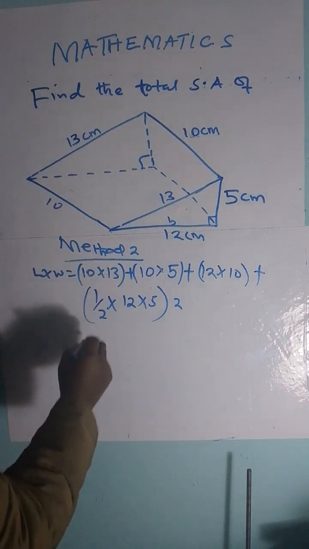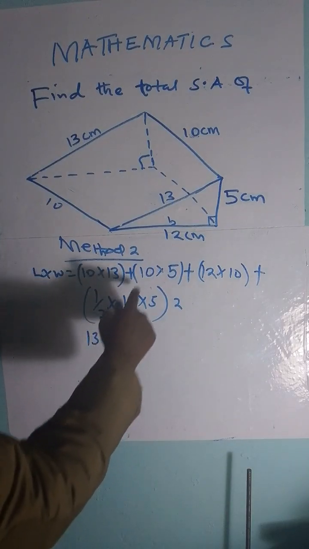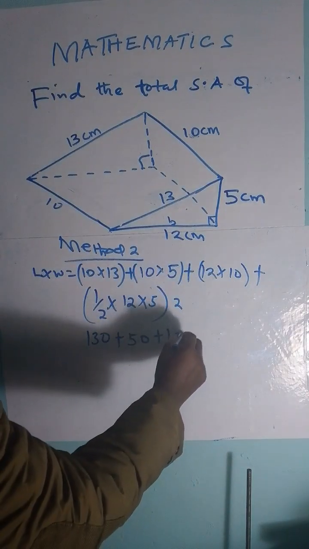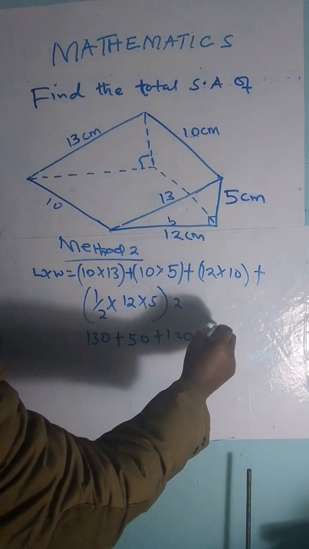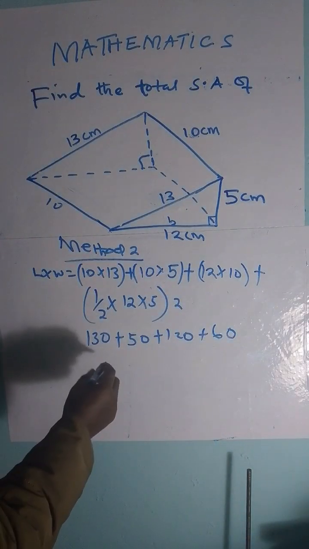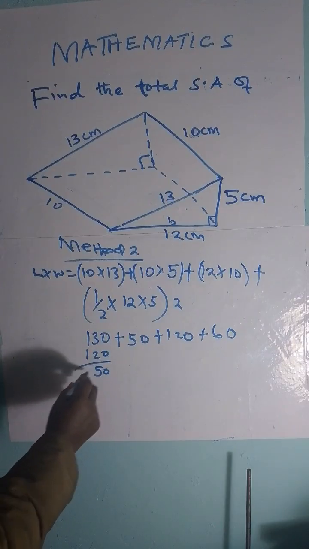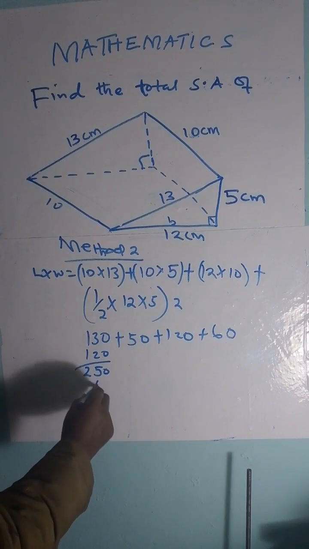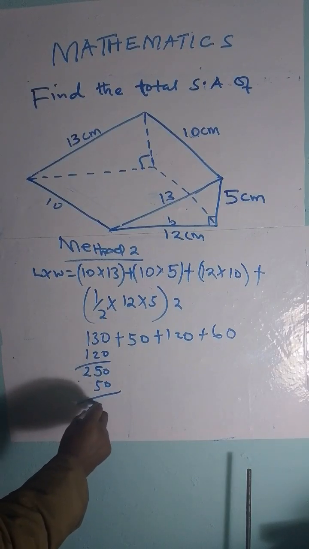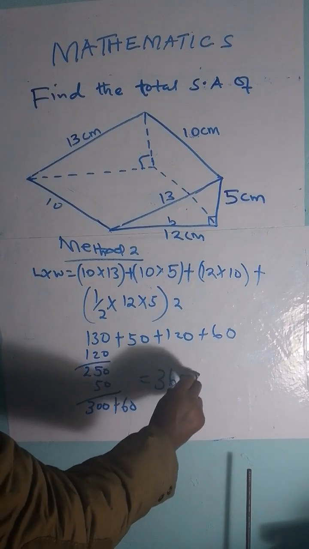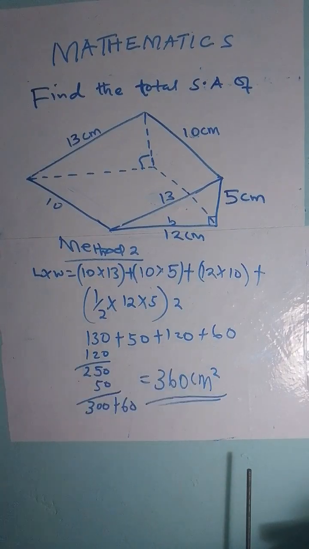So this one is 130 plus 50 plus 120 plus 60. So plus 120 here, plus 50, 300 plus 60, and the answer is 360 centimeters square. So either way can work, but the first method is very, very simple.